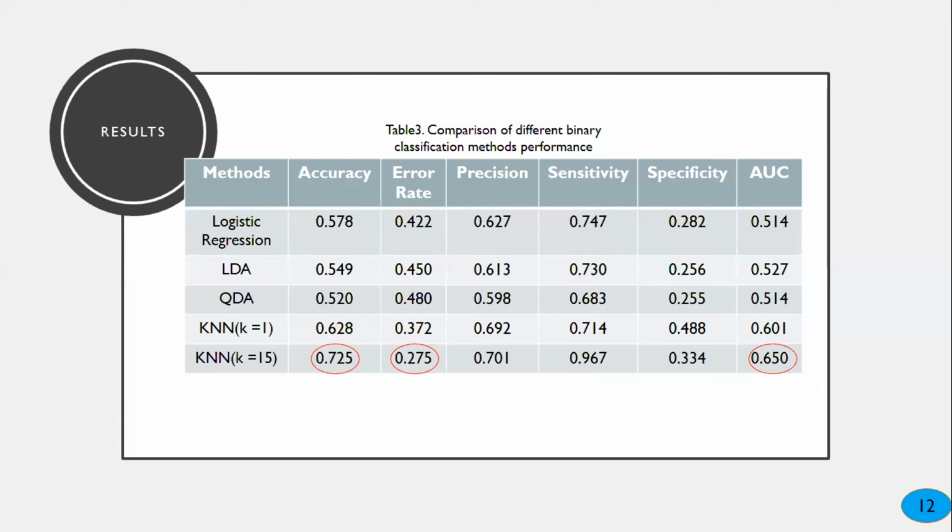And here in these slides, I have a table of comparison between different binary classification methods. As you can see, the KNN method has the best performance among all other methods. KNN with K equal to 15 has the best accuracy, error rate, and AUC index. So I tried many different K numbers.